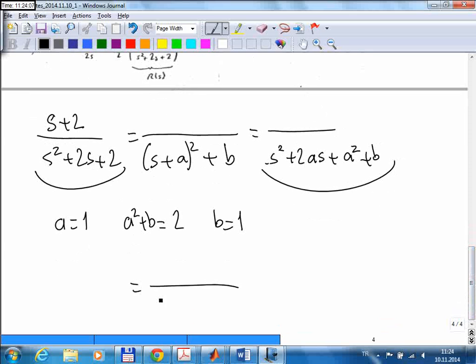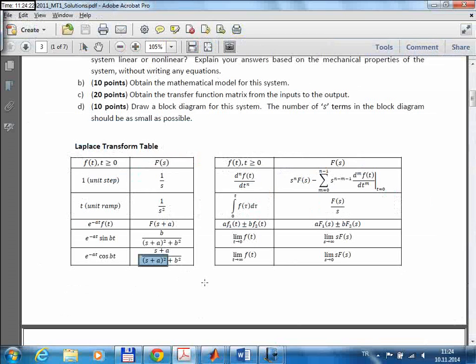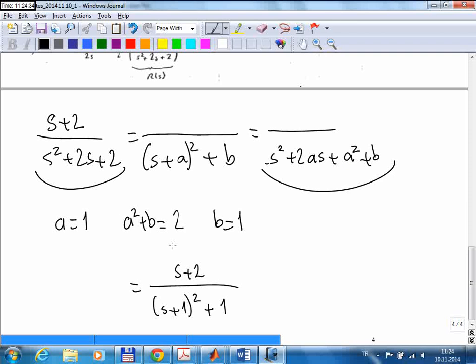So this is equal to S plus 1 squared plus 1. And on the upper side I have S plus 2. So my A is 1 and B is 1 as well. Let me go back to my table. If on the numerator I have S plus 1, since A is equal to 1, then this is my term, right? So let me write it like that.